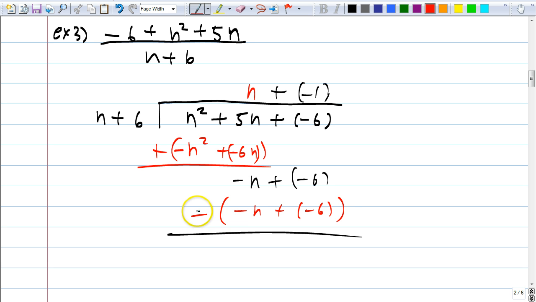So I'm going to change it to addition and then write the opposite in here. Positive n and positive 6, right? When I add them together, what happens? I get 0. So what is our answer, class? N minus 1 is your answer.